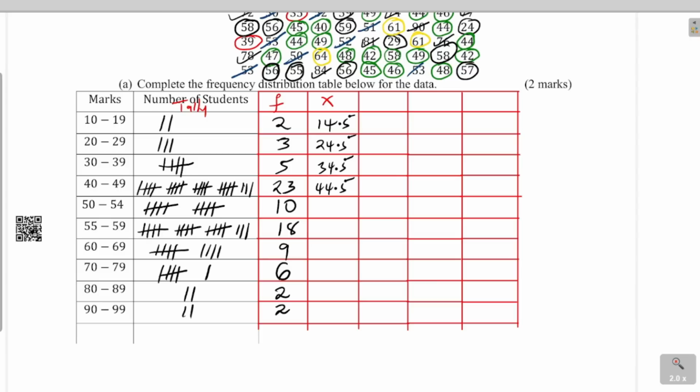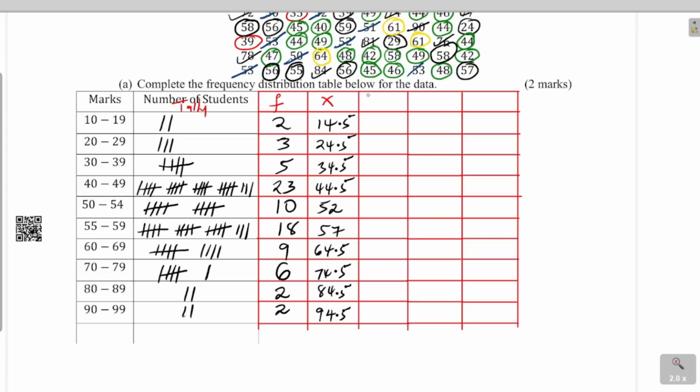Then 50 plus 54, that will give 52, the midpoint. 55 plus 59 divided by 2, you get 57. Then 60 plus 69 divided by 2, 64.5. And then 70 plus 79, that will give 74.5. 80 plus 89 divided by 2, that will give 84.5. 90 plus 99 divided by 2, 94.5. So that is the midpoint.